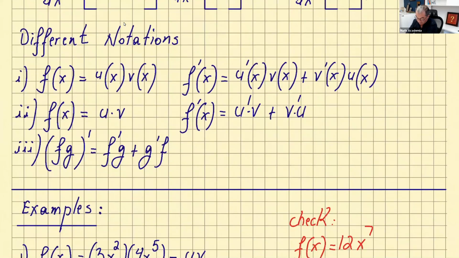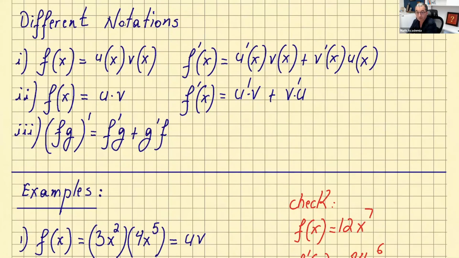Now, there are different ways of writing this, and they're shorter and easier to remember. If f of x is u of x times v of x, so these are our functions, then f prime of x is u prime of x times v of x plus v prime of x times u of x. And if you take the x's out, again, it's faster and better to remember. If f of x is u times v, then f prime of x is u prime v plus v prime times u. Also, the derivative of f times g is f prime g plus g prime times f.